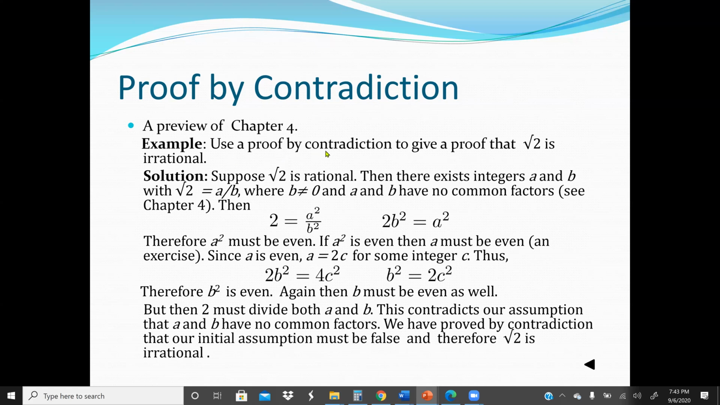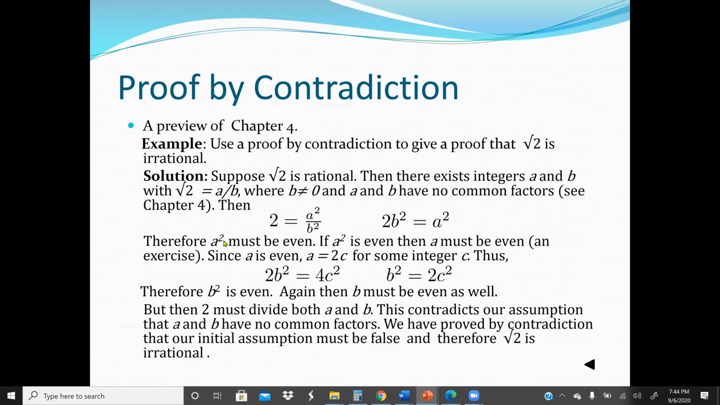So use proof by contradiction to give a proof that the square root of 2 is irrational. So suppose the square root of 2 is rational, then there are integers a and b with square root of 2 equal to a divided by b, where b again is not equal to 0, and a and b have no common factors. So here we get, when we remove the square root, 2 equals a squared over b squared, which is the same as writing 2b squared equals a squared.